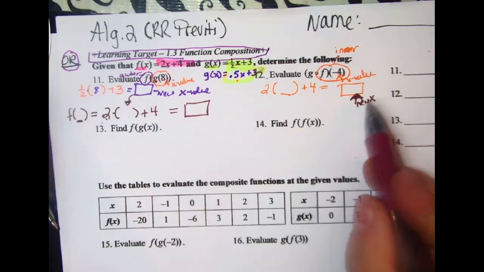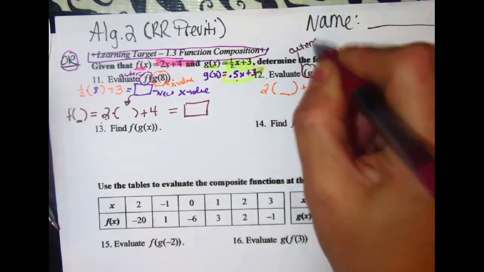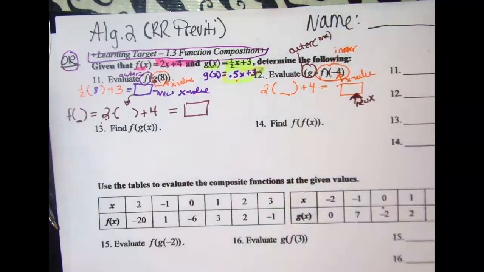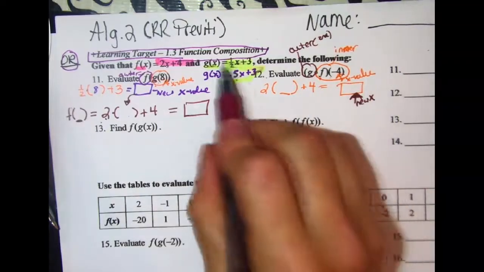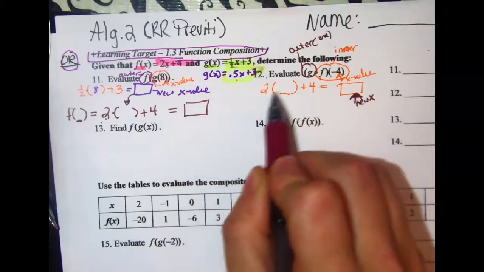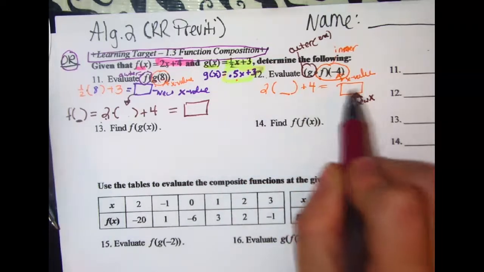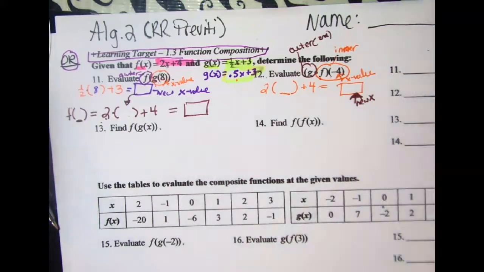And then whatever you do it with the outer function. So I always put outer as the second thing we do. So you take the g function, which is right over here, 1/2 times x, which should be your new number, and then plus 3, and that's your final answer.